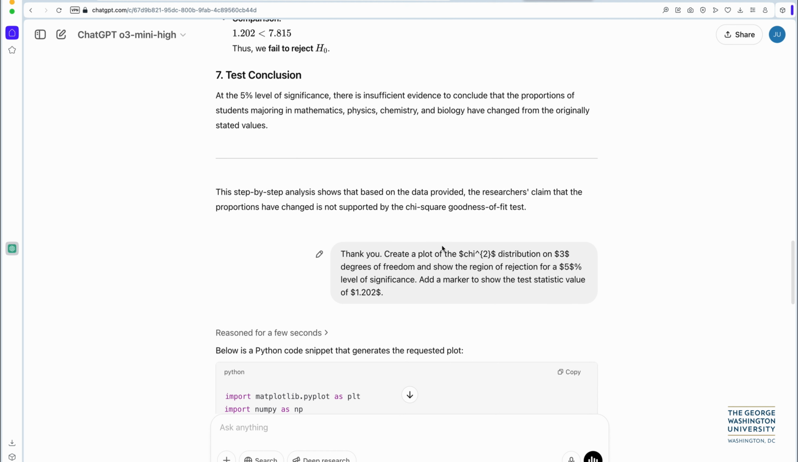So I went ahead and I did something else. I said, thank you. Create a plot of the chi-square distribution. And there's my LaTeX for chi-square.